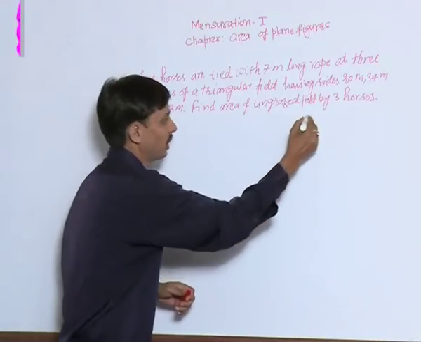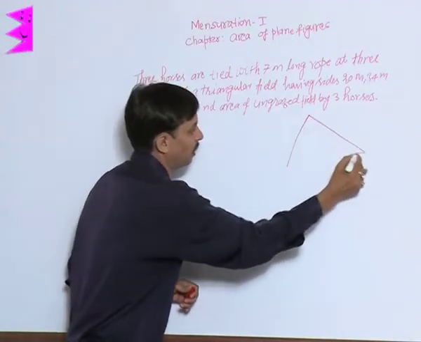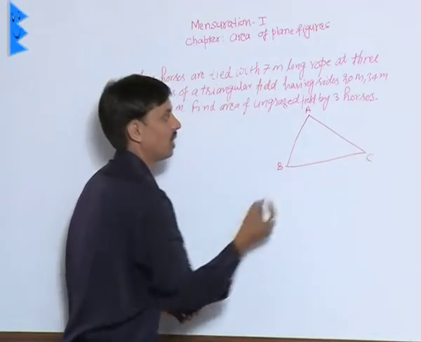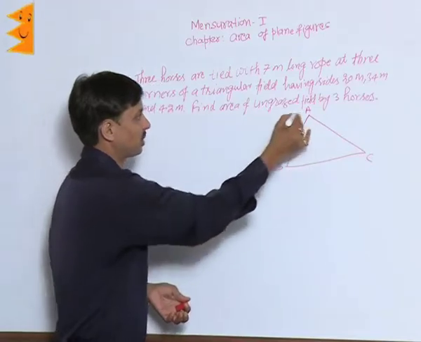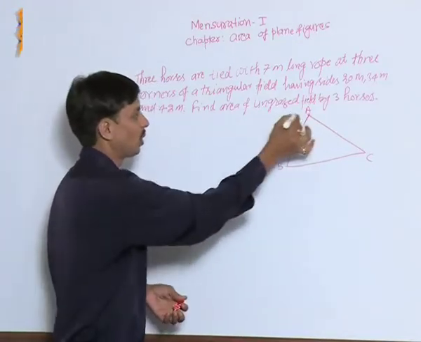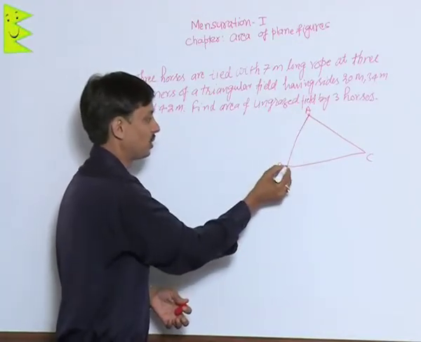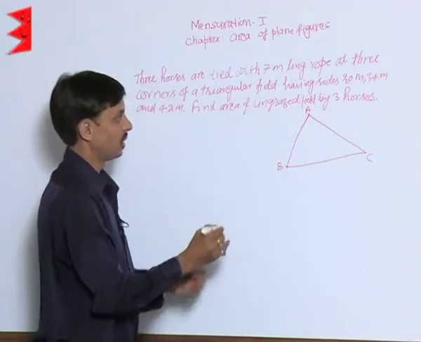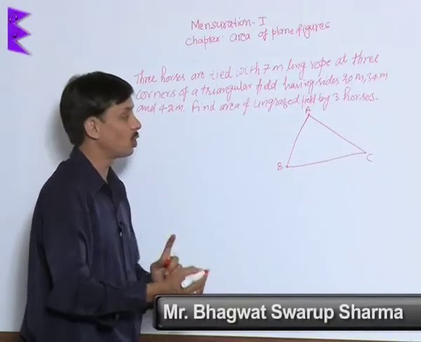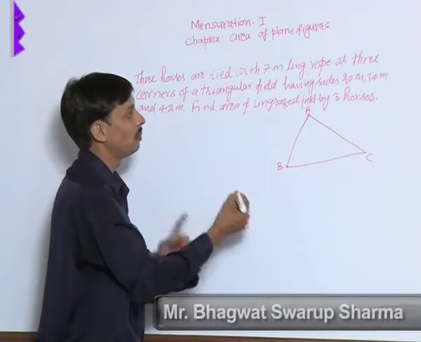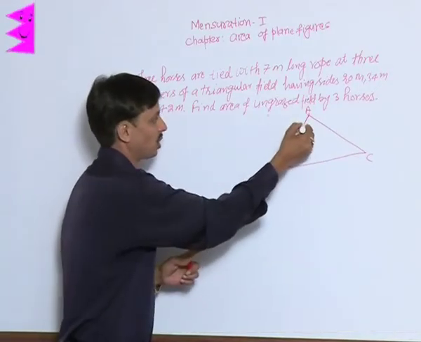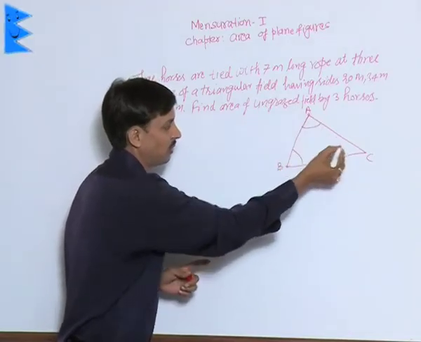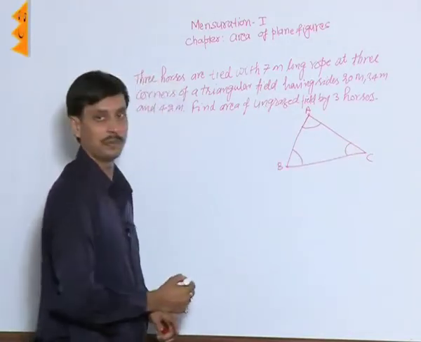In order to understand it, first of all, we will draw a triangular field named ABC. First horse is tied here on the corner A, second is on the second vertex or corner B, third horse on C. The length of rope for each horse is 7 meter, fixed. So horse can come only till this position. Same here 7 and same here 7.